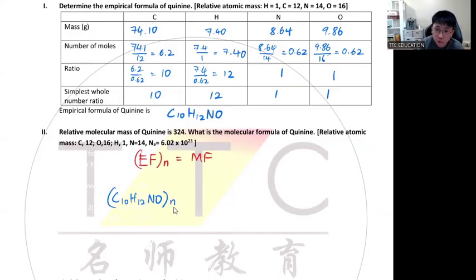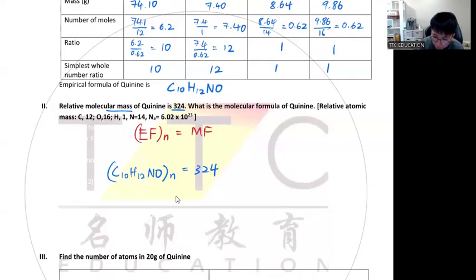Then you have to multiply by a number, but the number is unknown. You're not sure what is the n. But teacher, if I'm not sure what n is, how am I supposed to find the molecular formula? That's why they give you a hint. The molecular mass is 324, which means the molecular formula totals up to 324. So with this info, you first equate this to 324, then you substitute all the C, H, N, O with their atomic masses and find n.